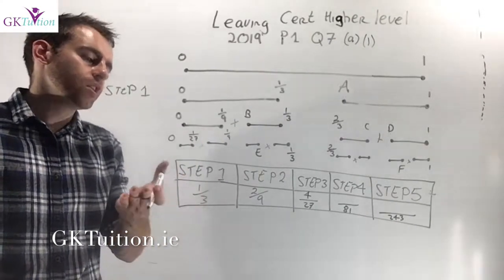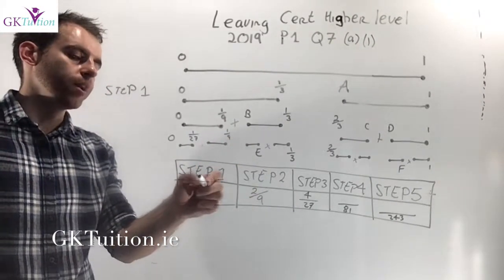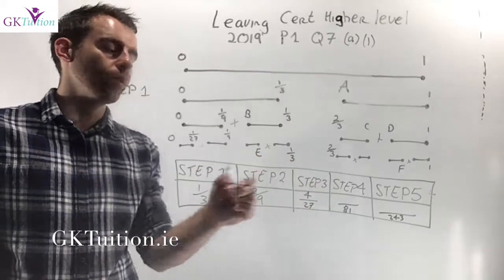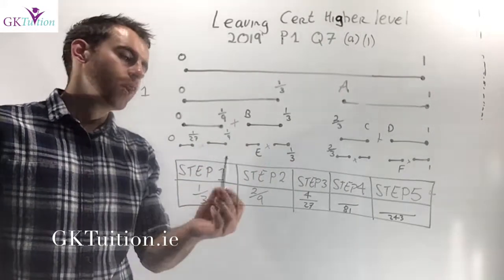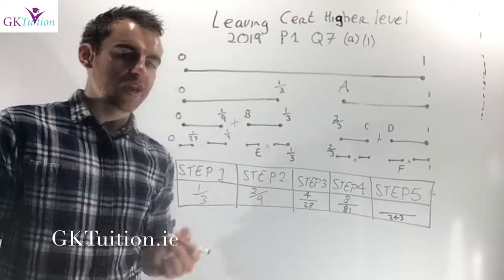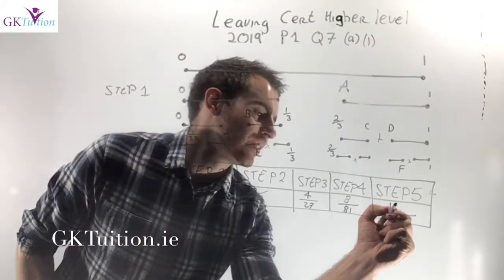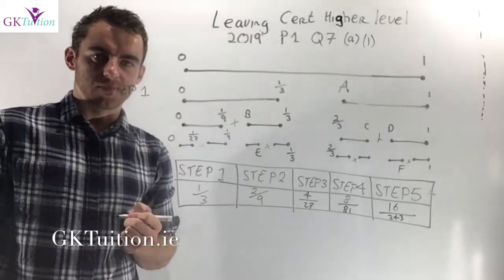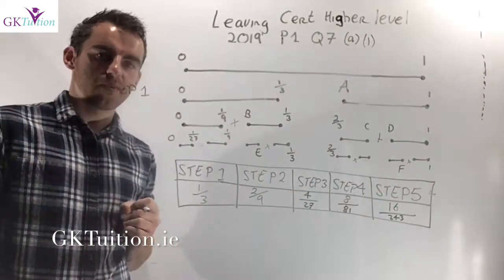Now, you can notice a pattern. On the top line I had 1, then 2, then 4. Clearly it's doubling every time. The next section I'm going to be removing is 8 over 81, and the next one is going to be 16 over 243. So that's your final answer for A part 1.